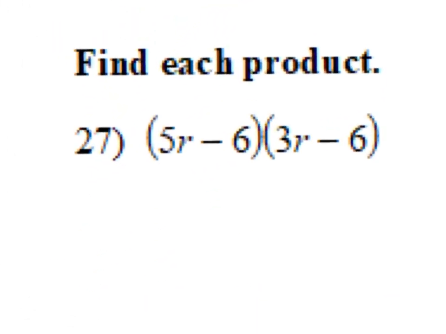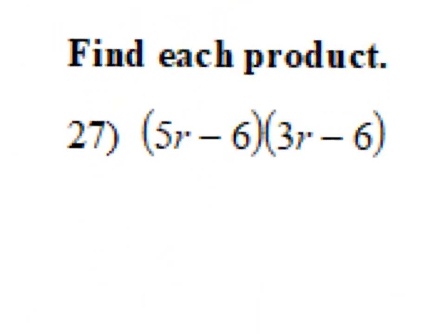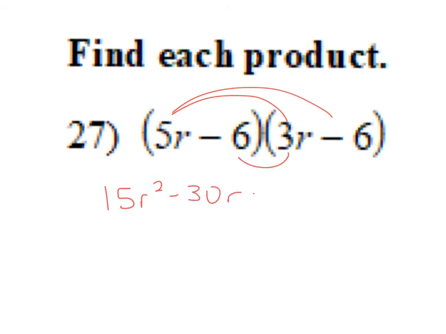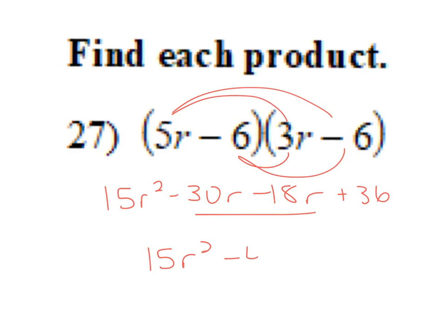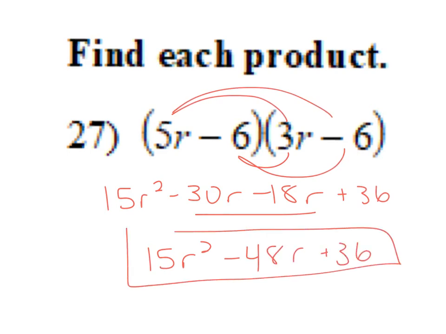Okay, on this one, I'm going to go ahead and distribute. So I'm going to get 15r squared minus 30r minus 18r plus 36. Now combine like terms. So 15r squared minus 48r plus 36 is your final answer.